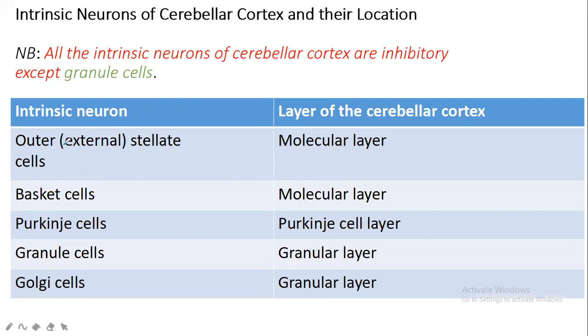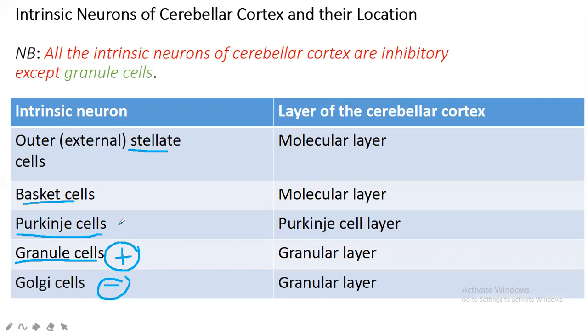So within the molecular layer, we see the stellate cells inhibitory and the basket cells inhibitory. In the Purkinje cell layer, we find the Purkinje cells inhibitory, but these are inhibitory to the nuclei of the cerebellum, the deep cerebellar nuclei, as well as the vestibular nuclei. The granule cells are the only ones that are excitatory, producing glutamate. Within the granular layer, we also see the Golgi cells that are inhibitory, and these are inhibitory to the granule cells.